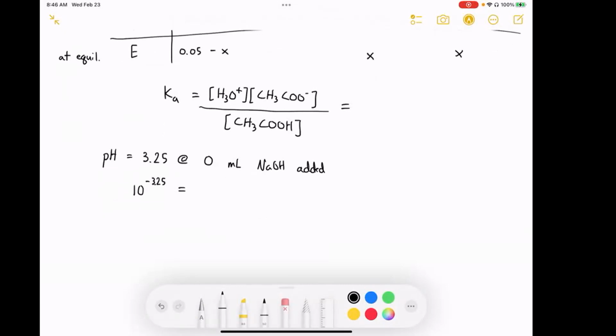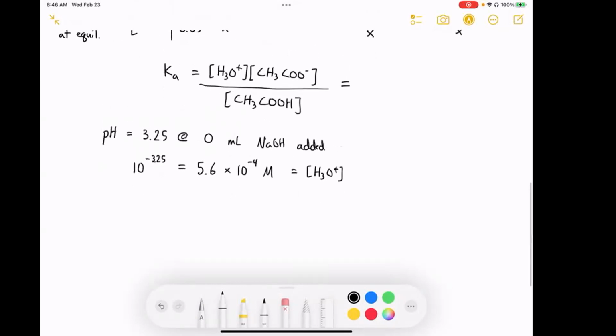Negative 3.25, raise 10 to the power of x. And we see our concentration is, with 2 sig figs, 5.6 times 10 to the negative 4th power molar, and this is equal to my H3O plus. Okay, so that's our concentration of acid. So that will also equal our concentration of acetate, because that's how much acid dissociated.